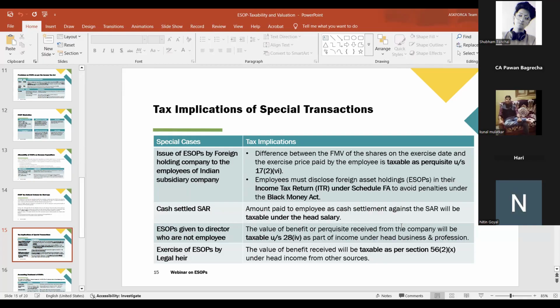And in that case the employee has to disclose it in his ITR under Schedule FA, because it is covered under foreign assets, and he has to disclose it mandatorily to avoid the huge penalty under the Black Money Act.